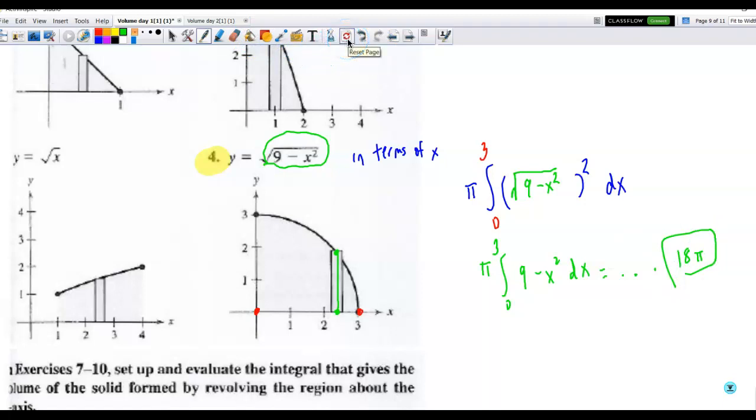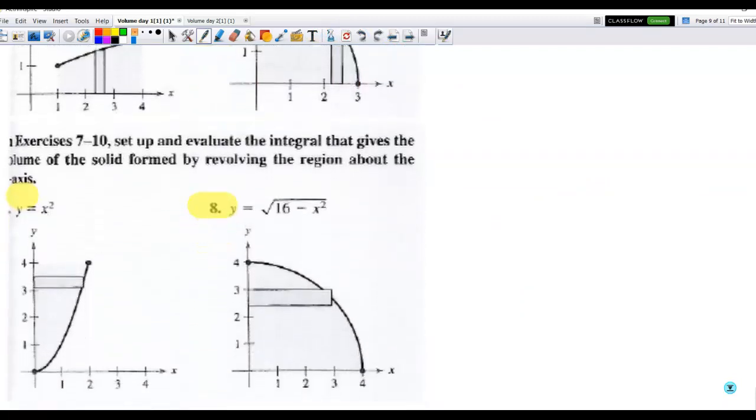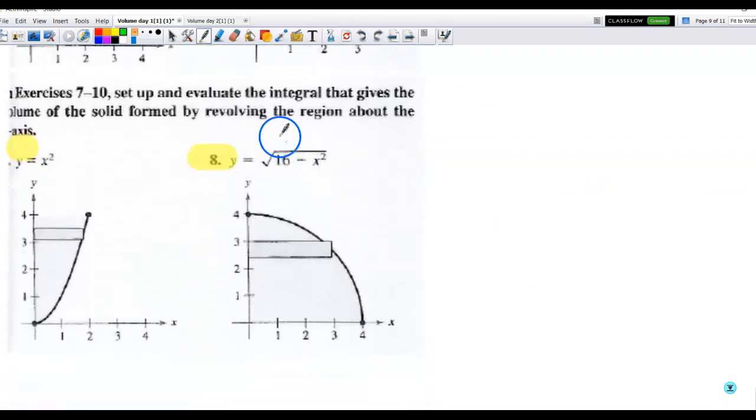What's our next one? I think we're now going to be in terms of y. Yep. So same deal, but now we are in terms of y. How do I know that? Because we're revolving around the y-axis. So here's the y-axis, and I don't have enough room to draw that reflection, but I'll squish it in so it's not going to be symmetrical. So now we're revolving around the y-axis.